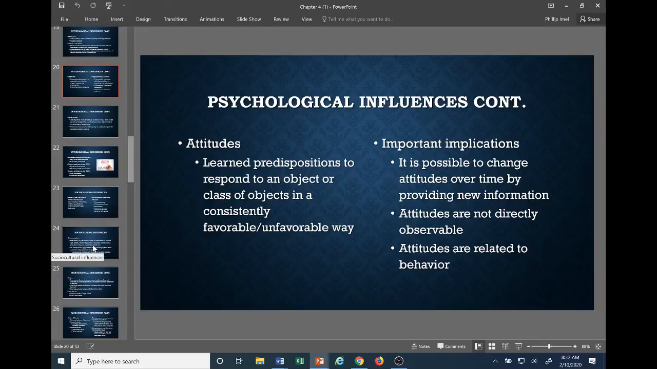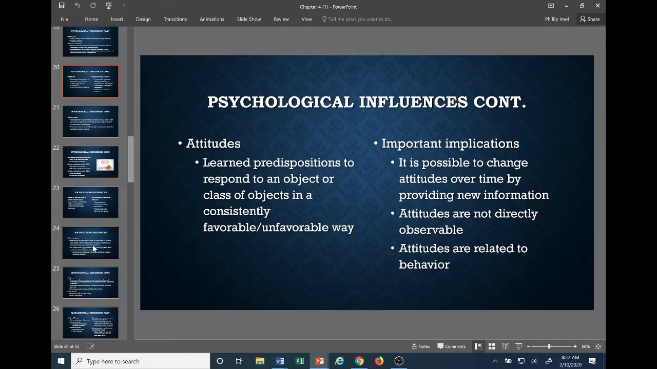Attitudes. These are learned predispositions to respond to an object or class of objects in a consistently favorable or unfavorable way. I think everyone knows what an attitude is. It can be positive or negative. Some people with negative attitudes, it could be toxic. It could be contagious. You could have 5 people in a really good mood, and you get 1 or 2 people in a bad mood, it can just ruin it for the whole group. It can really be contagious and effective.